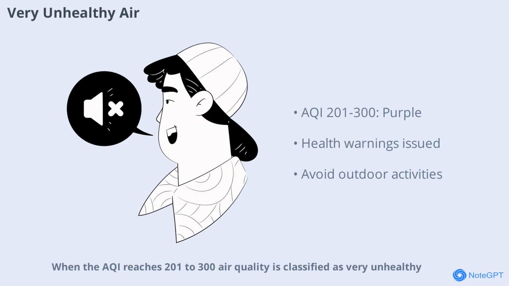The AQI reaches 201 to 300. Air quality is classified as very unhealthy. This range is marked by a purple color on the AQI scale. Health warnings of emergency conditions are issued, and the entire population may experience more serious health effects. It's advised to avoid outdoor activities altogether, especially for sensitive groups.